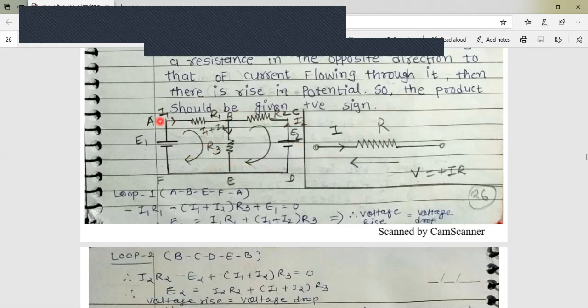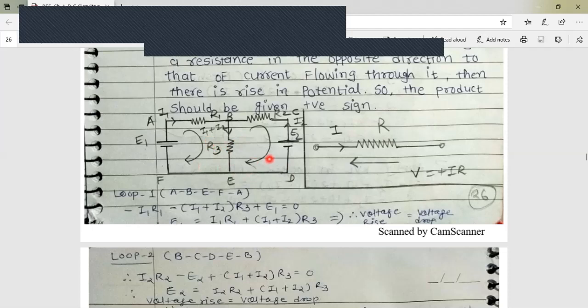But we cannot consider A, B, C, D, E, F as a mesh, because this whole loop has two loops within it. One is A, B, F, and the second is B, C, D, E. So we can say that there are only two meshes in this circuit.